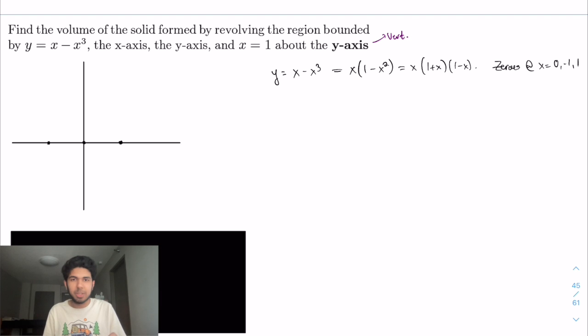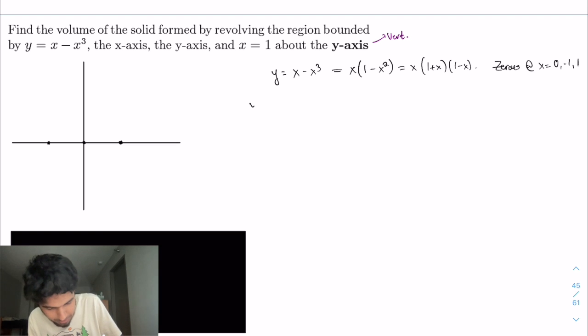Now, we know it's a cubic function, so we know the general shape of a cubic function. We just need to think about what it actually looks like. And for that, we can take the derivative of the function to get some critical points. We can also take the second derivative to learn about concavity. And from there, we'll have a good idea of what the curve looks like. So let's take the derivative of this. y prime equals 1 minus 3x squared.